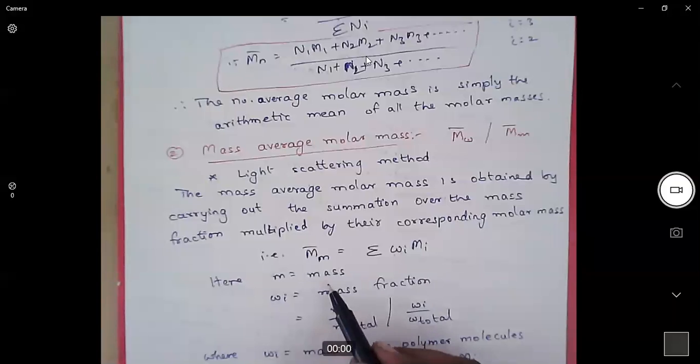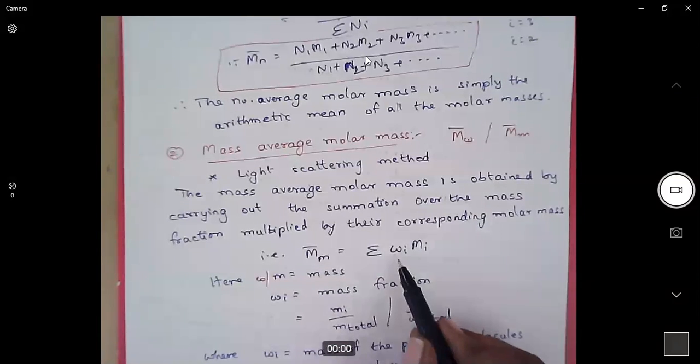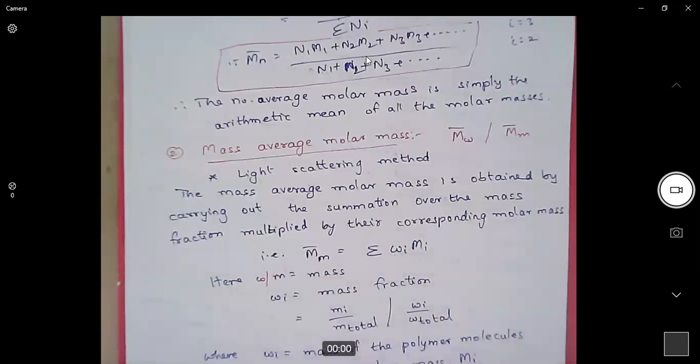Here, small m or W is taken as the mass of the polymer. Wi or mi is the mass fraction, that is mi by m total. Wi is the mass of the polymer molecules having molar mass capital Mi, and m total or W total is the total mass of the sample. So m total can be given as sigma mi.